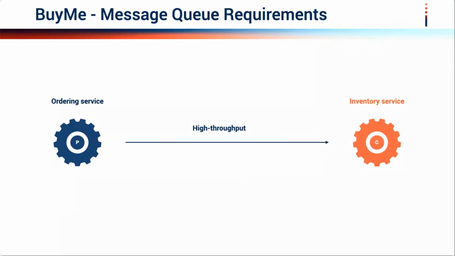For the BuyMe company to work well and processes to run smoothly, it's crucial that the service that receives the orders is able to forward the details of these to the stock inventory service. The communication between the two services should be able to accommodate a growing company, allowing for high throughput.